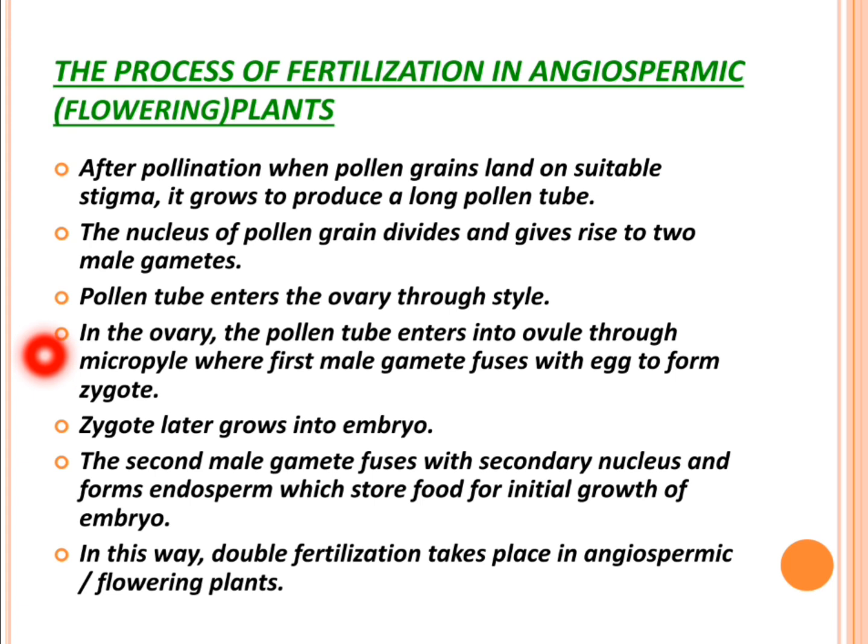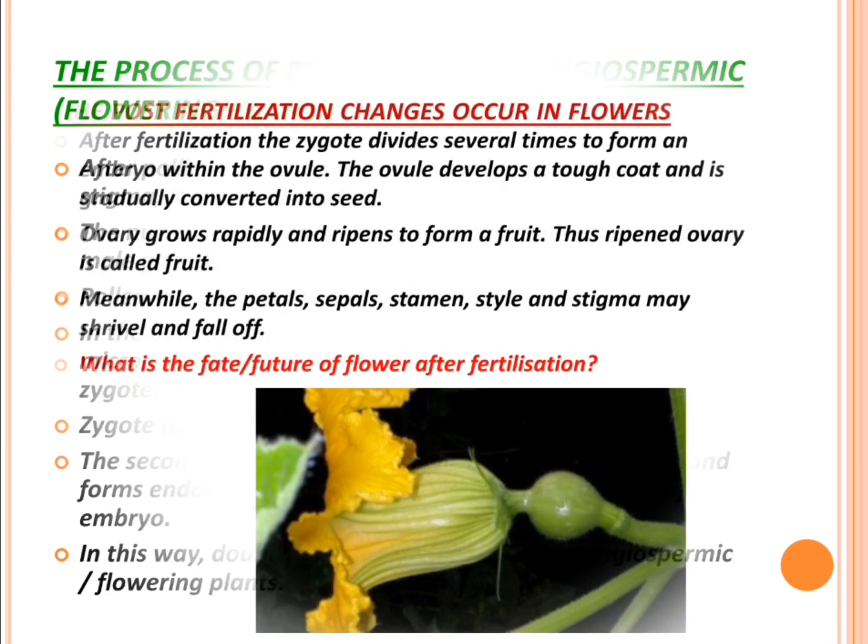There is a small pore through which the pollen tube enters the ovule, and the first male gamete fuses with the egg to form the zygote. The zygote later grows into the embryo. The second male gamete fuses with the secondary nucleus, or two polar nuclei, and forms endosperm. What is the role of endosperm? It stores food for the initial growth of the embryo. In this way, double fertilization takes place in angiospermic or flowering plants.